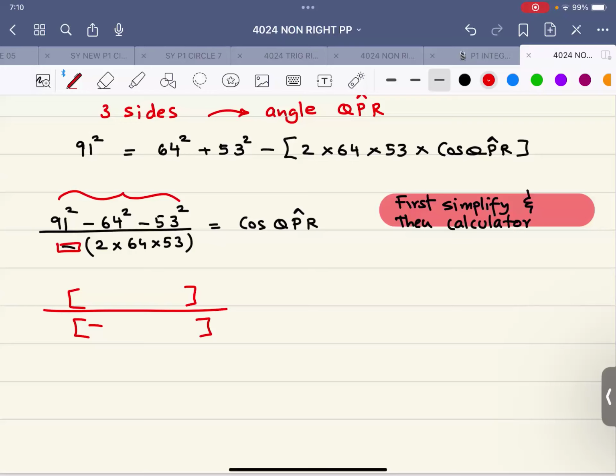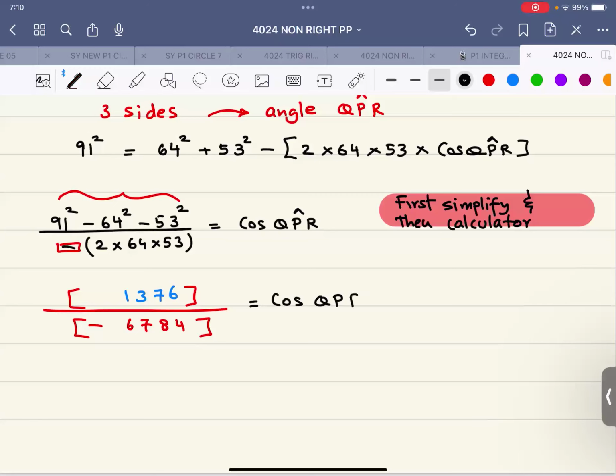Two into 64 into 53 is 6784, so this is 6784 with a negative sign. That's the denominator. What's the numerator? Okay, people, I'm waiting. 1376. Is it positive or negative? 1376, it's positive.